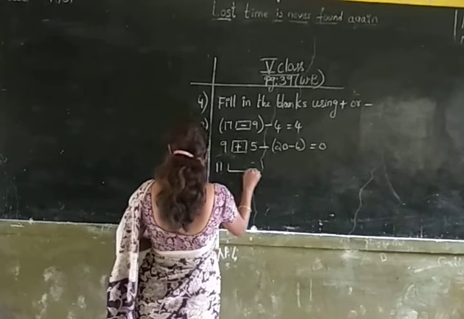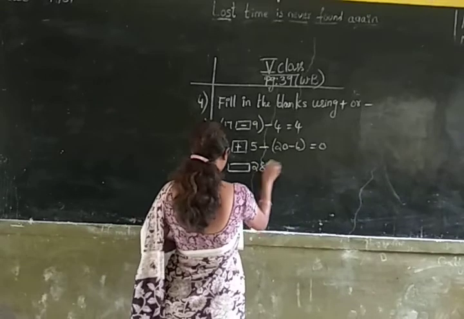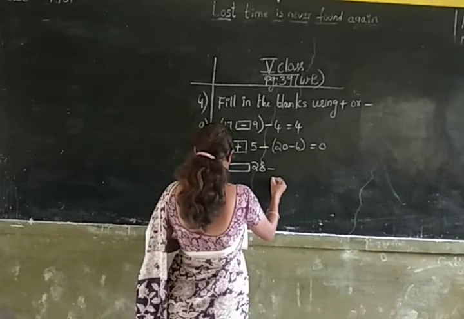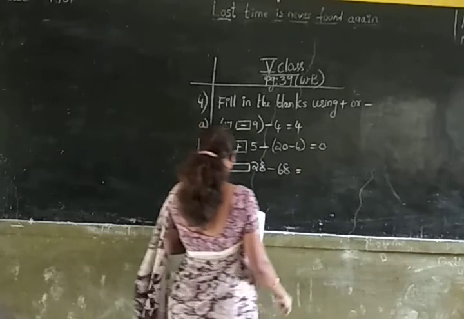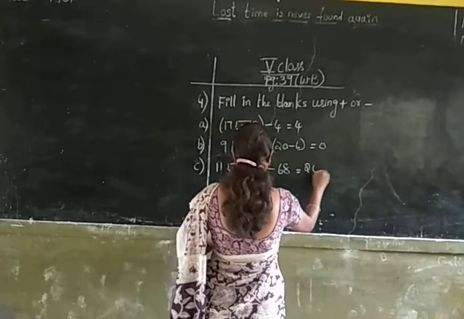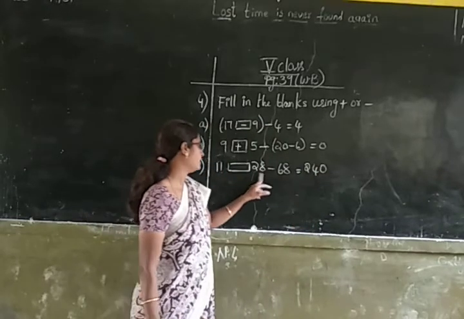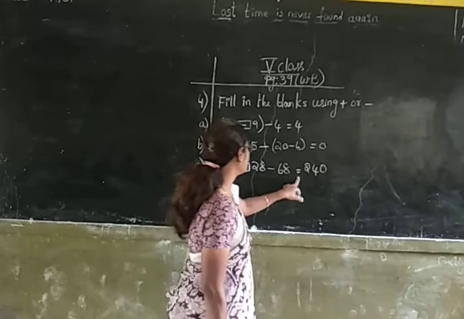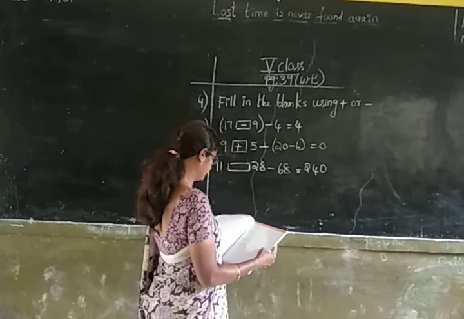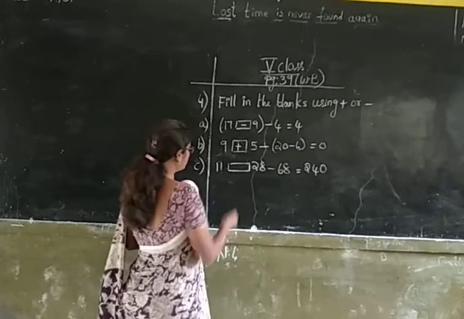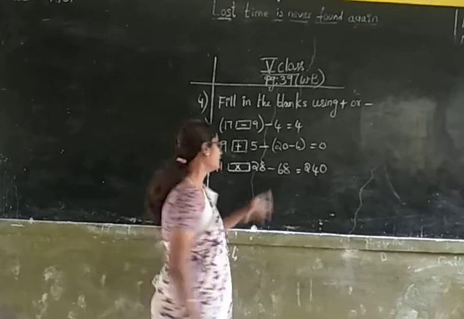11 box 28 minus 68 is equals to 240. Okay children? Here you have to place the symbol into.